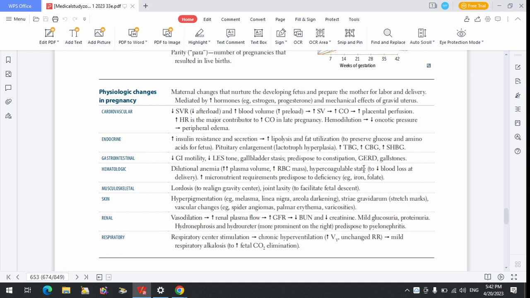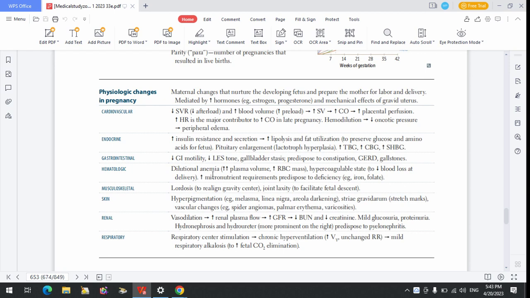Then what's the gastrointestinal effect of pregnancy? Estrogen and progesterone, especially progesterone. Progesterone is even the one that is implicated. It causes relaxation of the muscles. So it causes relaxation of the muscles of the GI tract, bringing about reduced GI motility, which eventually leads to constipation.